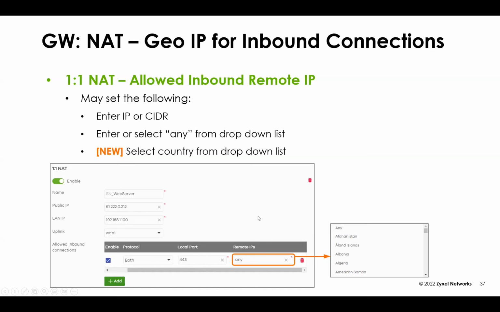But again, similar to what we saw in our port forwarding rule, we can choose specific countries to allow in our whitelist to access this particular rule. So that's basically when it comes to the Geo IP for inbound connections. We're allowing specific countries to be added to a whitelist to allow them to have access to these specific rules.